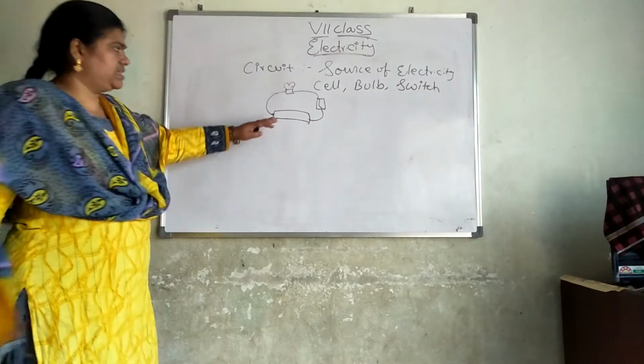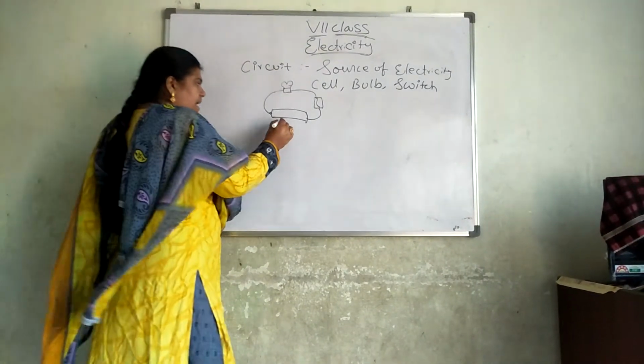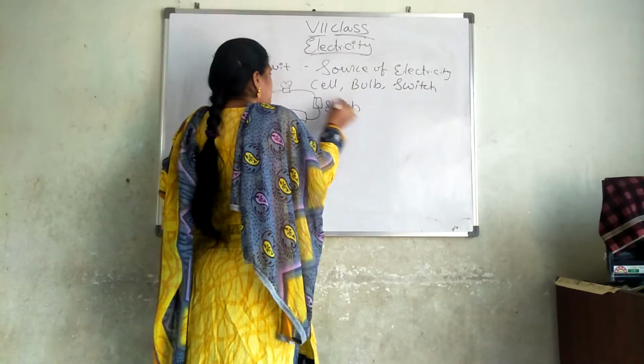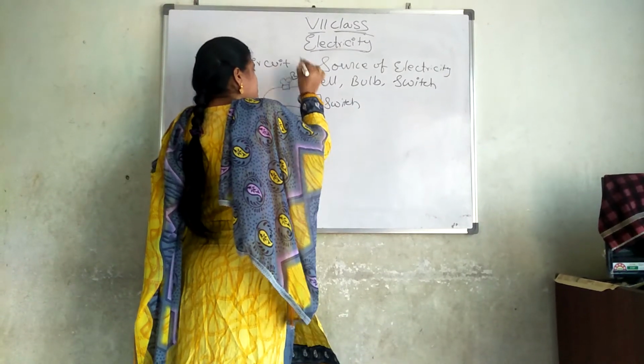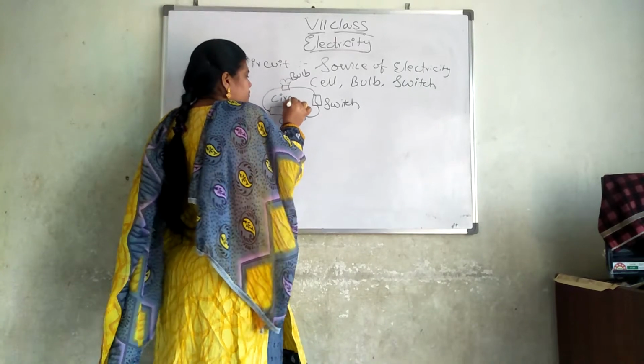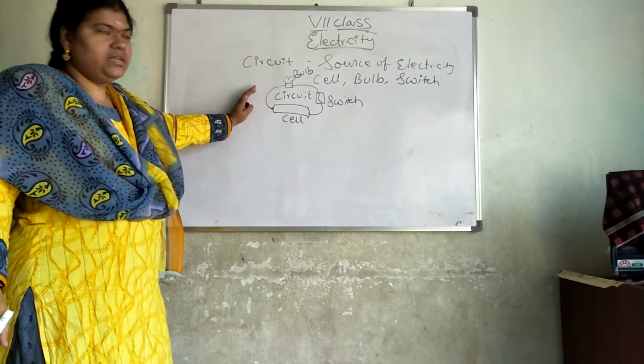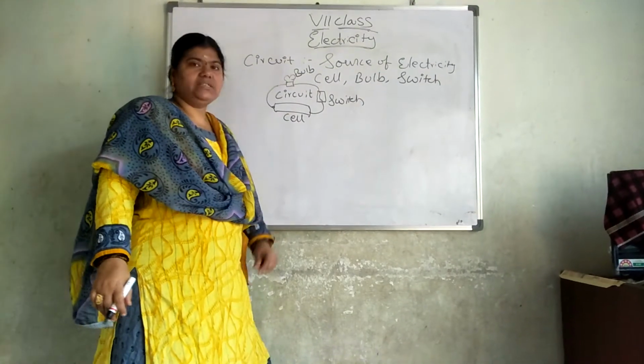This is a process where we are connecting a cell, switch, and bulb, and it is called a circuit. Here, what will happen in this circuit?